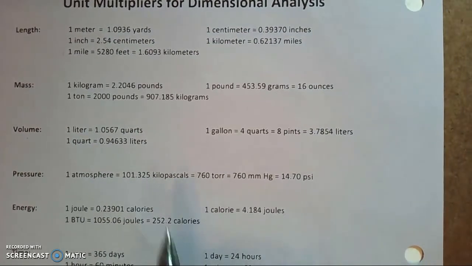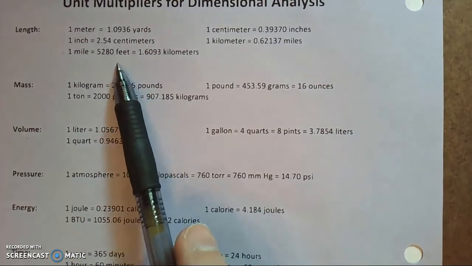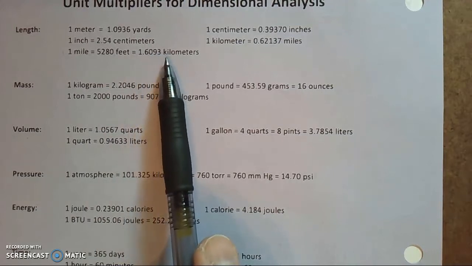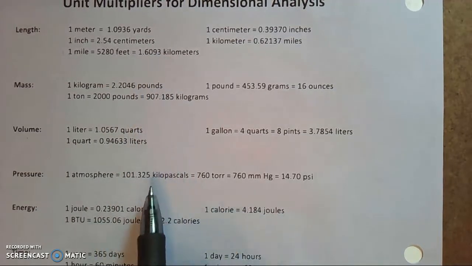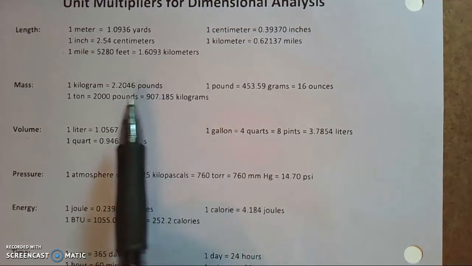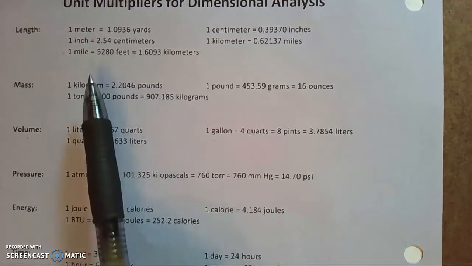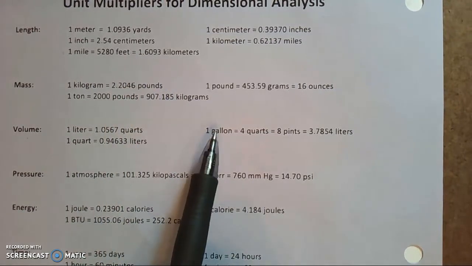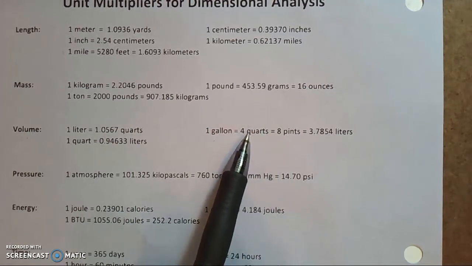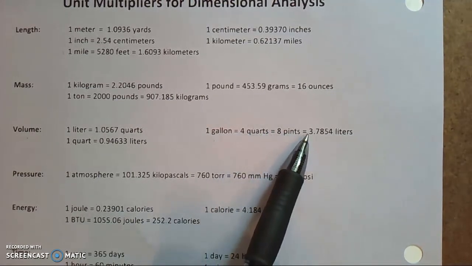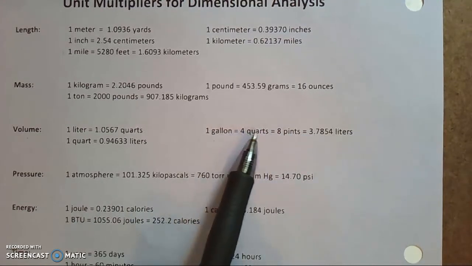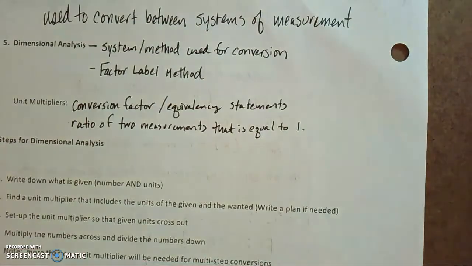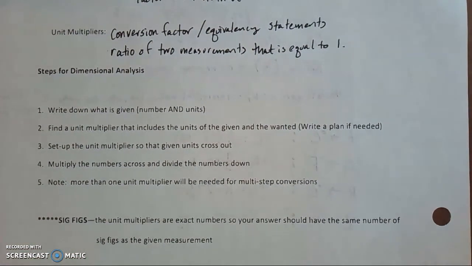And if we look at things like this, 1 mile is equal to 5,280 feet, which is equal to 1.6093 kilometers, or this one under mass, or this one under pressure, or this one under volume. All of these things are equal to one another. So 1 mile is equal to 1.6093 kilometers. 1 gallon is equal to 8 pints. 4 quarts is 8 pints. 4 quarts is 3.7854 liters. So they're all equal to one another. So we're going to be using this to convert using dimensional analysis.